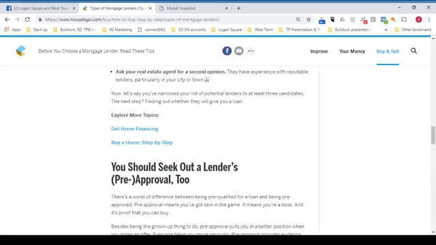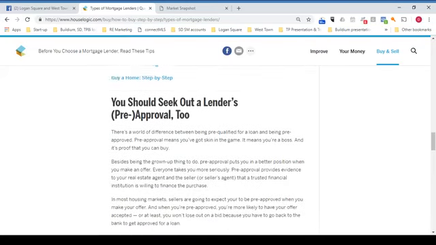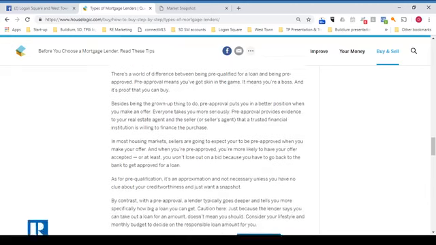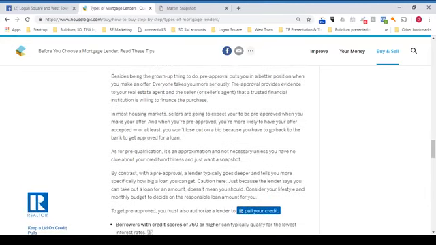Now, let's say you've narrowed your list of potential lenders to at least 3 candidates. The next step, finding out whether they will give you a loan. You should seek out a lender's pre-approval. There's a world of difference between being pre-qualified for a loan and being pre-approved. Pre-approval means you've got skin in the game. It means you're a boss, and it's proof that you can buy. Besides being the grown-up thing to do, pre-approval puts you in a better position when you make an offer.